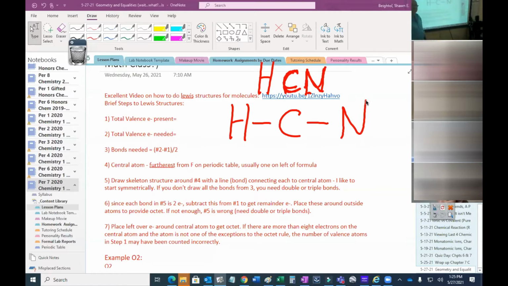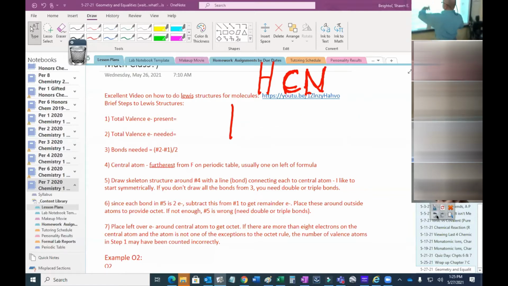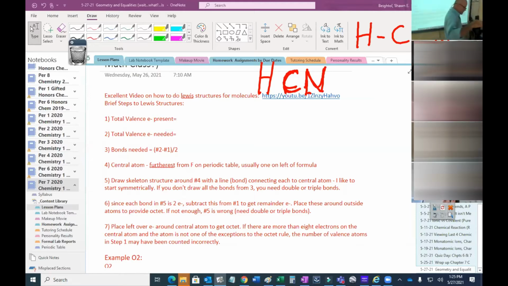Now you can see that carbon is not happy. I'm going to do this up here because I'm going to use this room to do the calculations. HCN. You can see that carbon's not happy. It only has two bonds. Each bond is 2 electrons. So that means the carbon's only looking at 4 electrons. 2 for one bond, 2 for the other bond. That's 4 electrons. All the elements want to see 8 electrons.